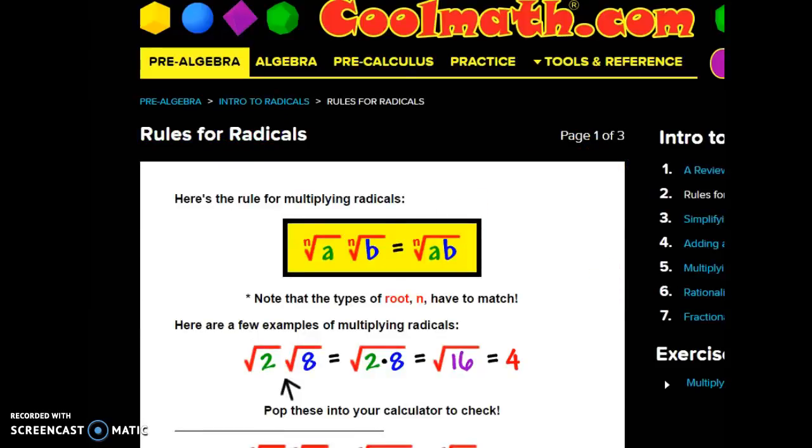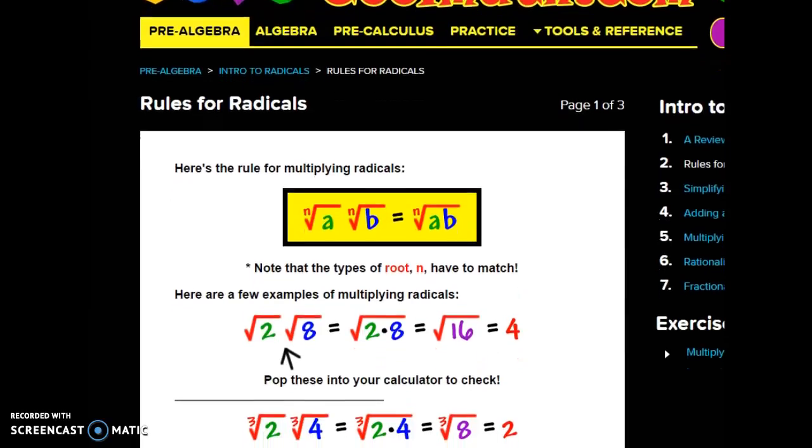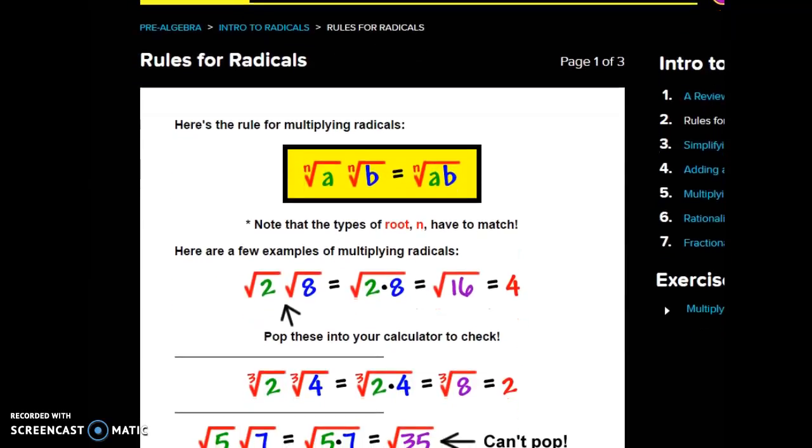It's always good to look at a couple different sources, not just what your teacher is telling you. Maybe someone else can explain it a little bit better. Just make sure they're right when they explain it. So we're going to look at this here. Here's a rule for multiplying radicals. And let me just go ahead and explain this.